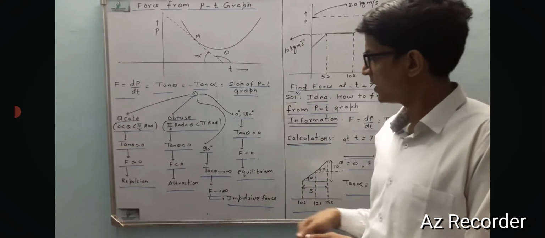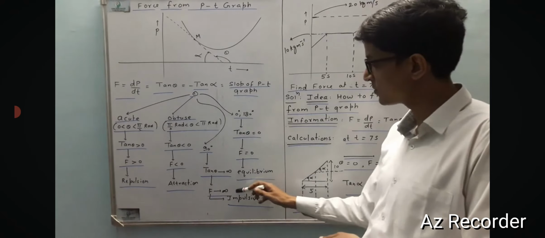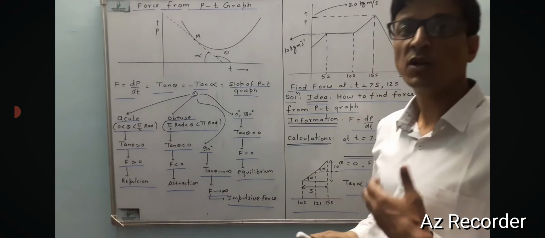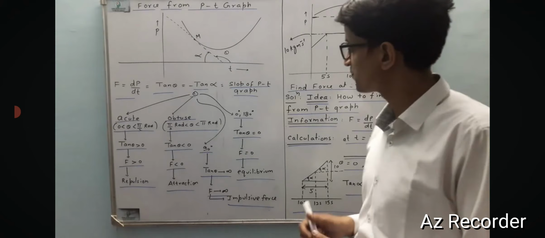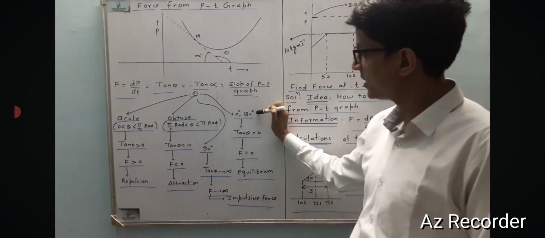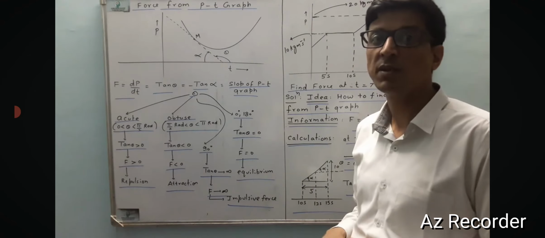If theta is 90 degrees, then tan theta tends to infinity, then force will tend to infinity, which is called impulsive force, which has a very great magnitude. If theta is 0 or 180 degrees, then tan theta will be 0 and force will be 0, that means it is called the equilibrium position.